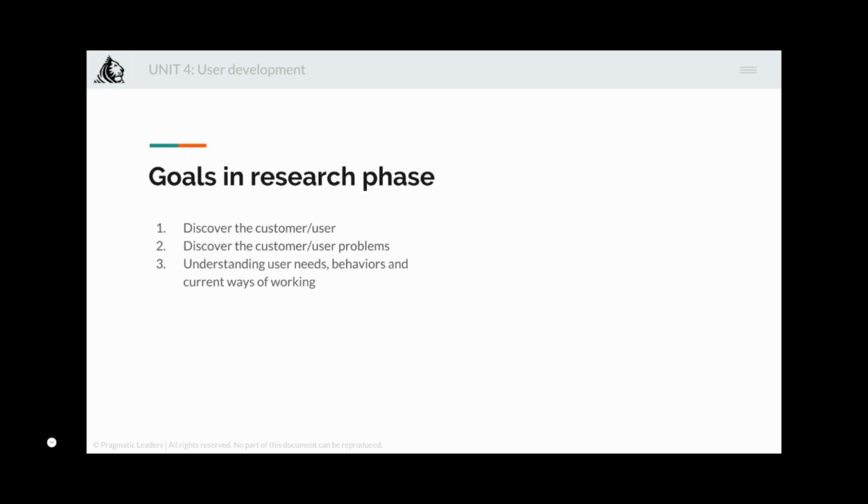so user research is the first phase in the life cycle of a new feature or product. Once the research is done, so we are starting up with research, once the research is done, product definition, implementation, launch, and evaluation follow.